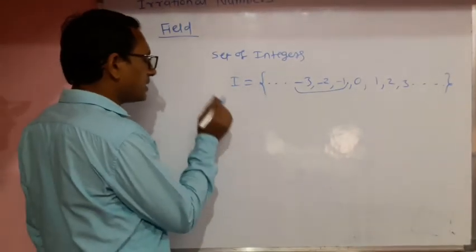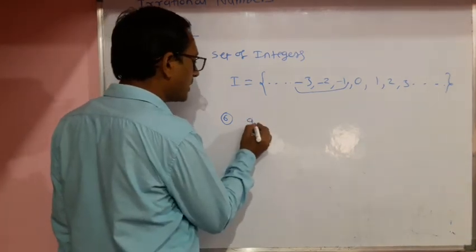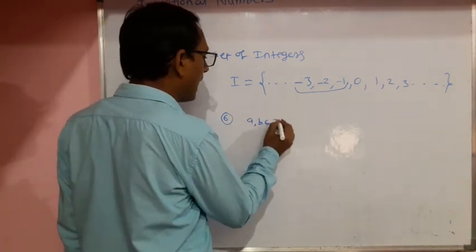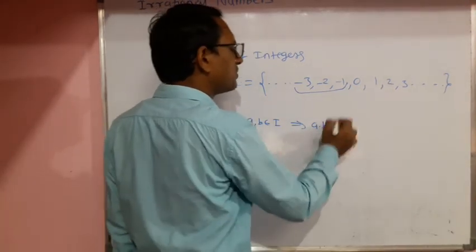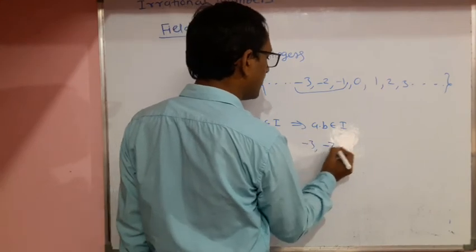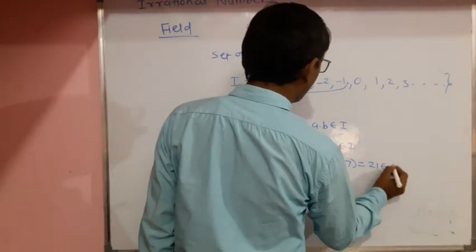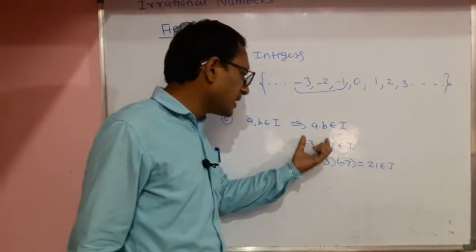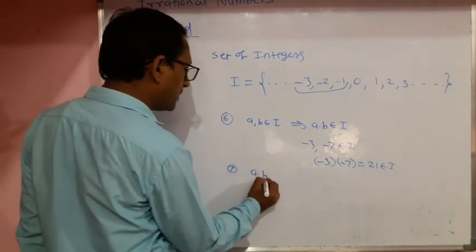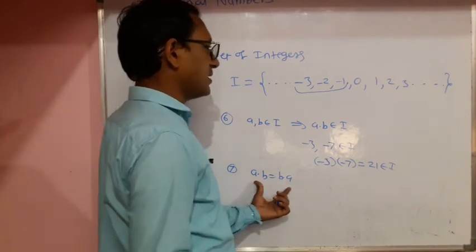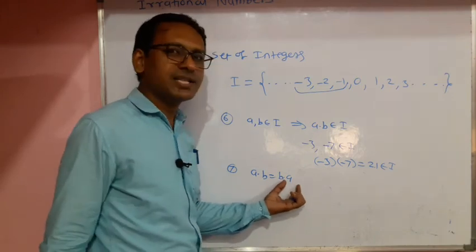Then the 6th property, with respect to multiplication composition. For any 2 elements of I, a into b belongs to I. Multiplication of any 2 integers belongs to I. Suppose I take -3 and -7. The multiplication -3 into -7 is 21. This is again an integer. So the multiplication of any 2 integers is again an integer. So this property is satisfied. The next property is a into b is equal to b into a. Again this is satisfied. Multiplication of any 2 elements is equal to multiplication of those elements in reverse order.